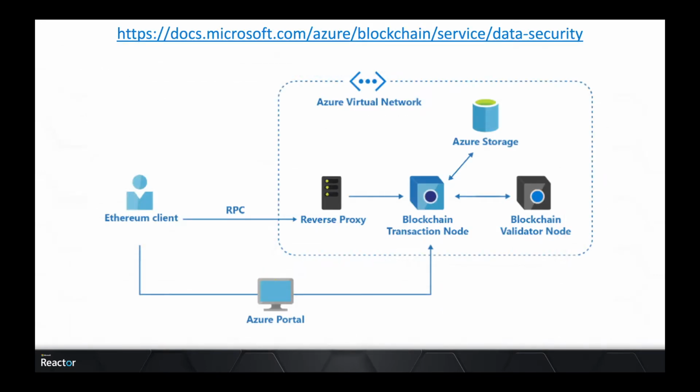And in terms of security, I really like this architecture diagram because you can see how all of these Azure Blockchain Service resources are isolated in a private virtual network. Inside of this Azure Virtual Network, you have your blockchain transaction node, your validator node, you have Azure Storage, and that's all self-contained within this private network. And this really ensures security in your blockchain data.